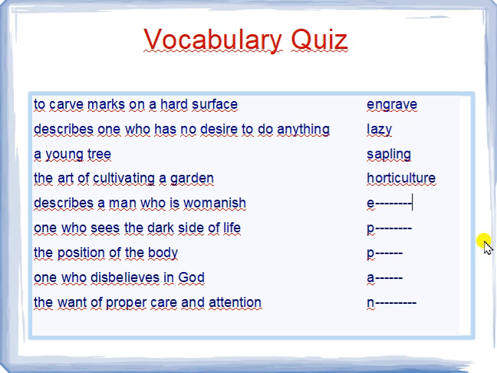Describes a man who is womanish. That man is EFF, effeminate. One who sees the dark side of life. Not an optimist, but a pessimist. The position of the body. The posture. One who disbelieves in God. An atheist. The want of proper care and attention. Negligence.